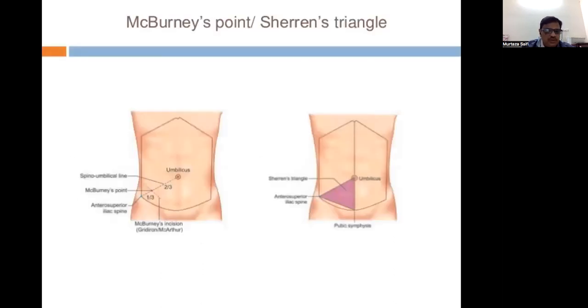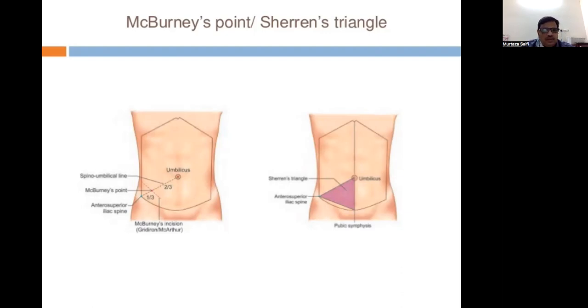This picture showing Sherren's triangle, spinoumbilical line, McBurney point, anterior superior iliac spine. Sherren's triangle is formed by the pubic symphysis, umbilicus, and anterior superior iliac spine. A triangle is made. So this picture showing McBurney point and Sherren's triangle. McBurney point is also very important.